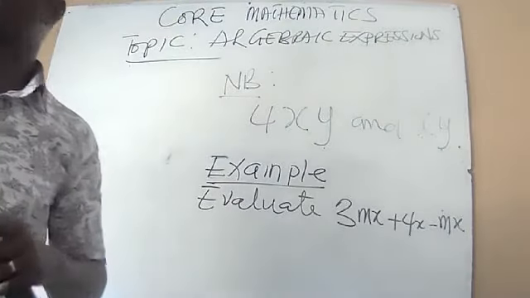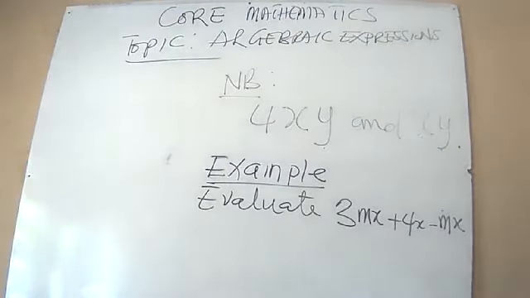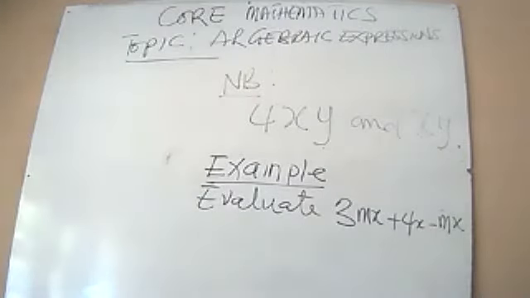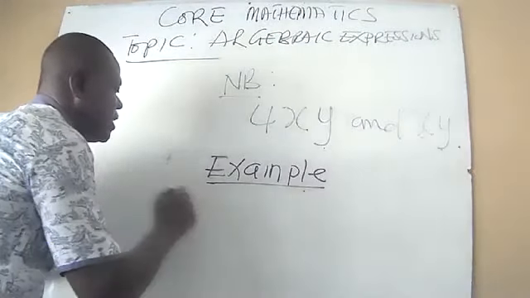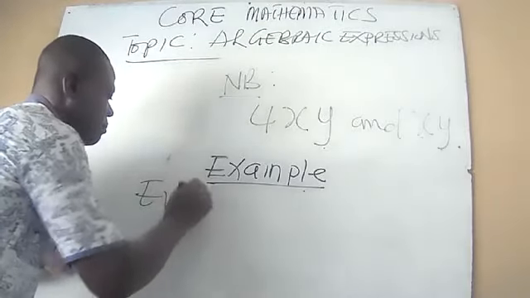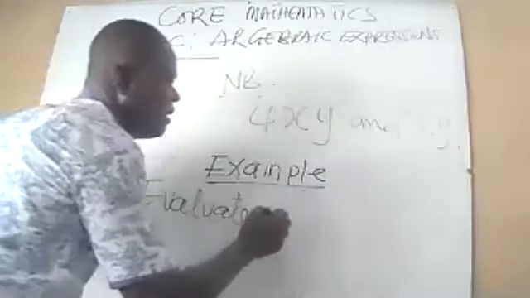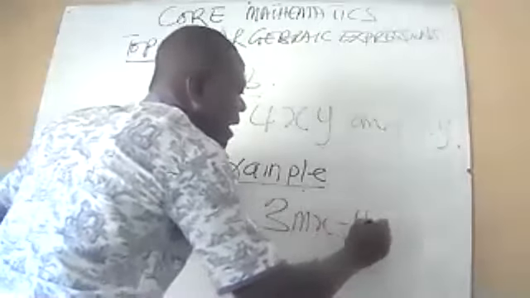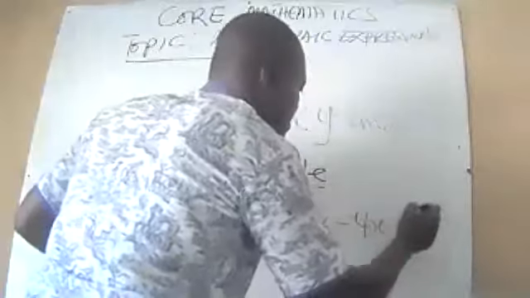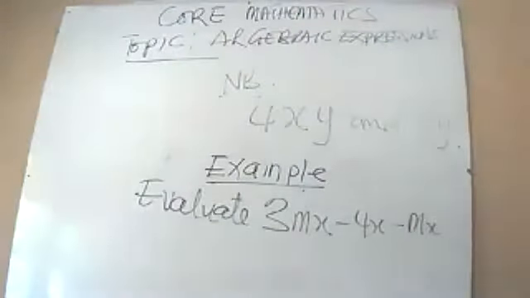All right, do that work for me. Solve that question for me quickly. Is that variable m? Yes, it's m. Let me write it well for you. So we have, evaluate 3mx minus 4x minus nx. It's n.